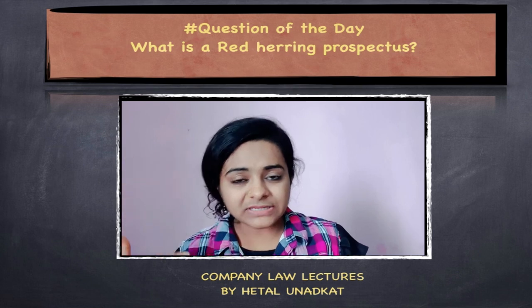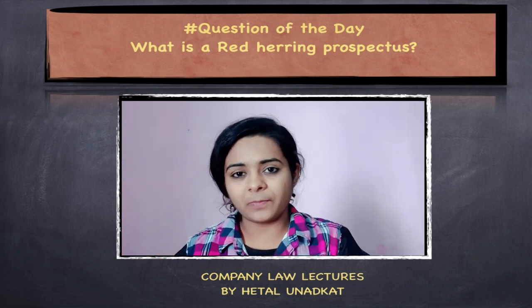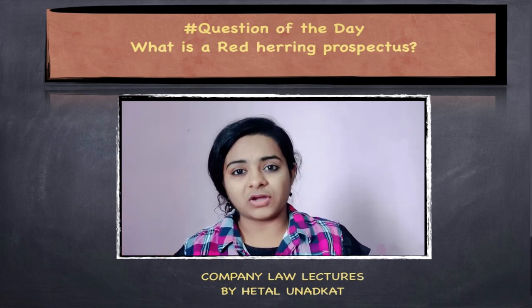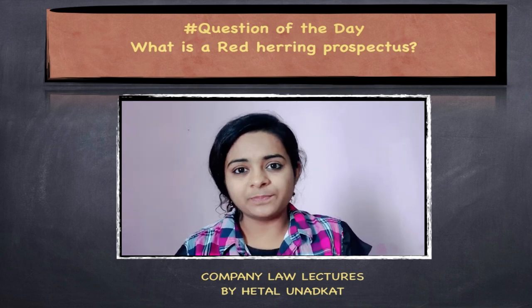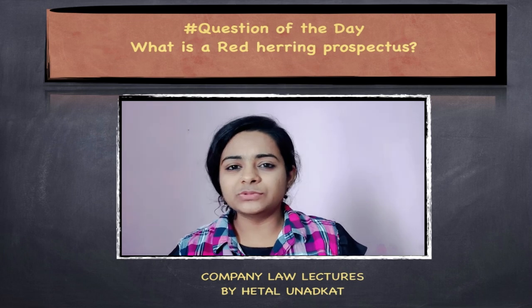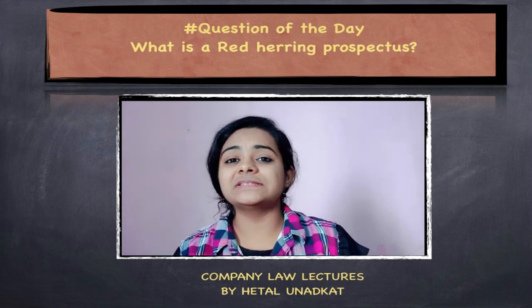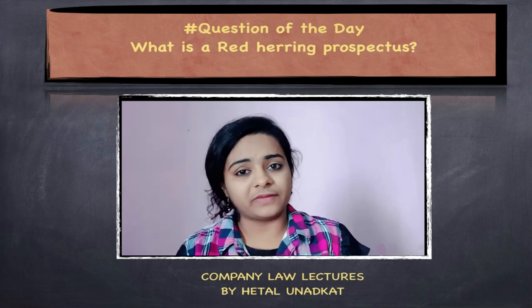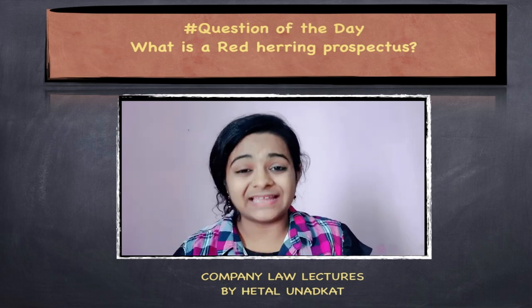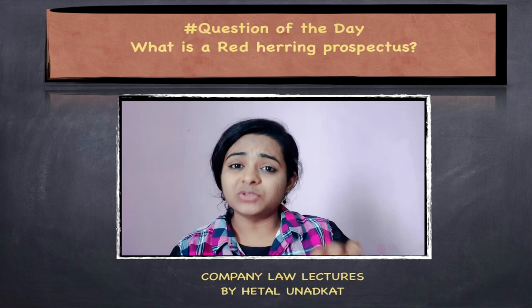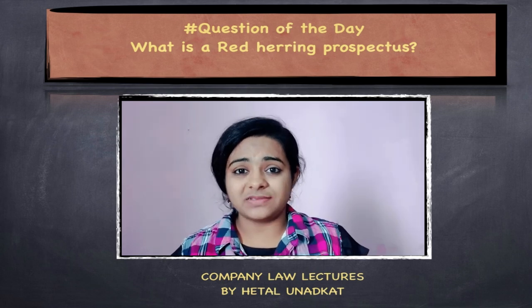And on the front side of the red herring prospectus, in a red font, it will be given that this is a red herring prospectus, and all the rules and provisions regarding the red herring prospectus are given under Section 32 of our Companies Act. So that's the difference between a normal prospectus and a red herring prospectus.